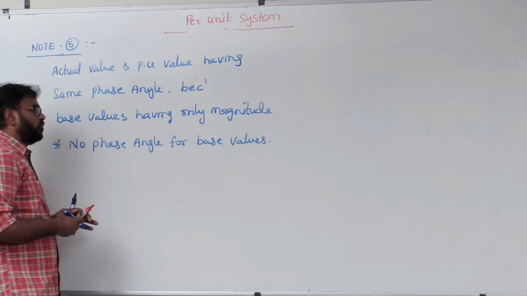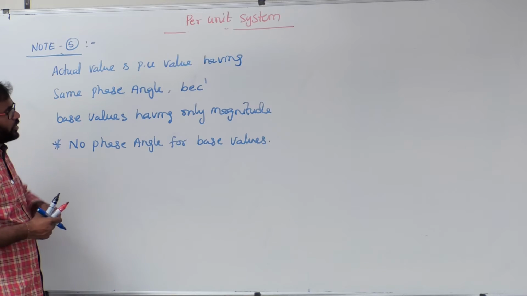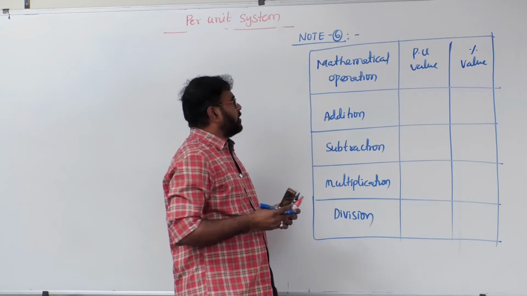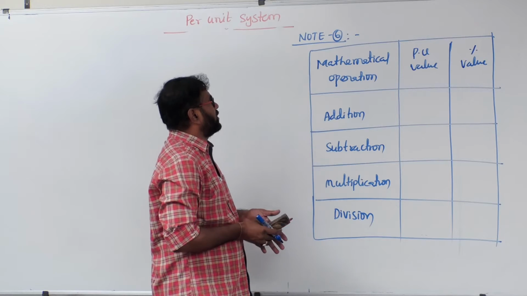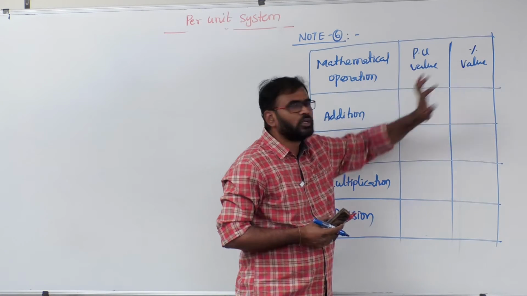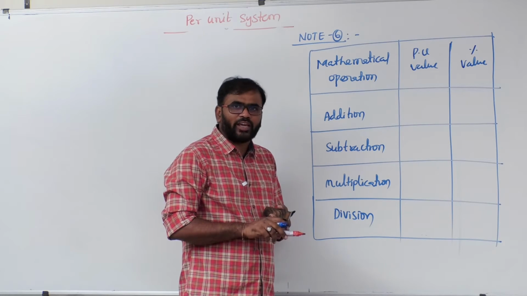Since there is no phase angle for base values, that's why the actual value and the per unit value have the same phase angle. Now we will see note number 6. Note number 6 talks about mathematical operations on the per unit system and the percentage system. When you are doing mathematical operations, you should be very careful.